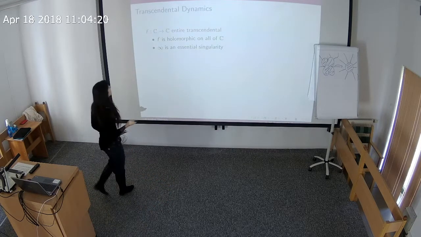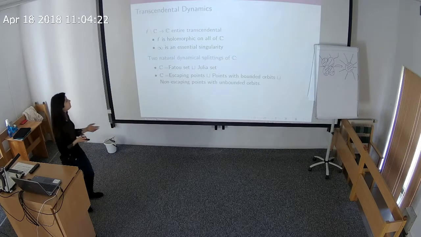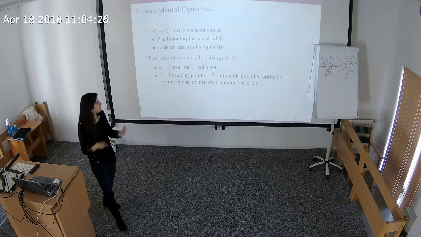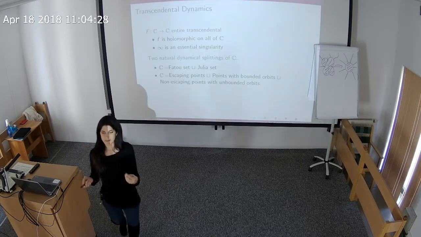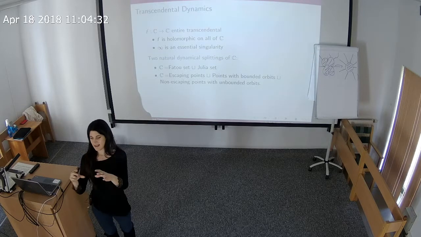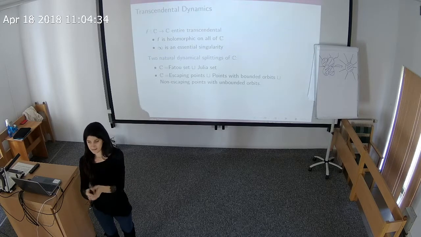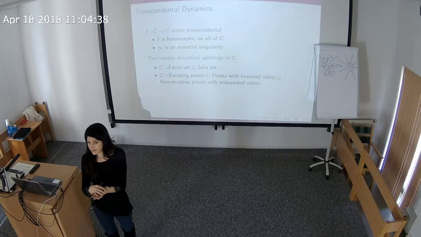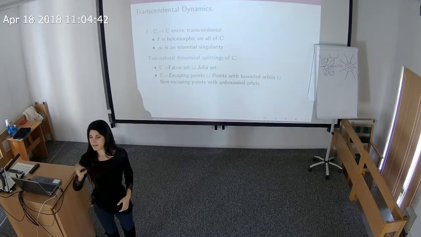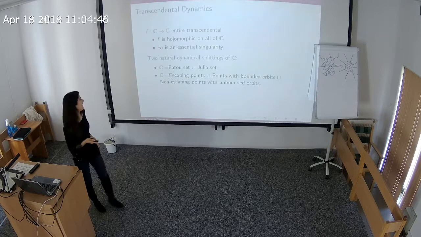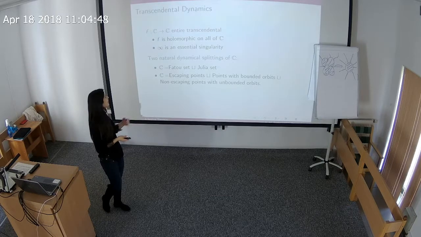So there are two dynamical splittings of C. One is a splitting between the Fatou set, which is the set where the dynamics is stable. So in Luna's example of the circle, for z squared, the Fatou set is the interior of the unit disk and the complement of the closed unit disk, while the unit circle is the Julia set.